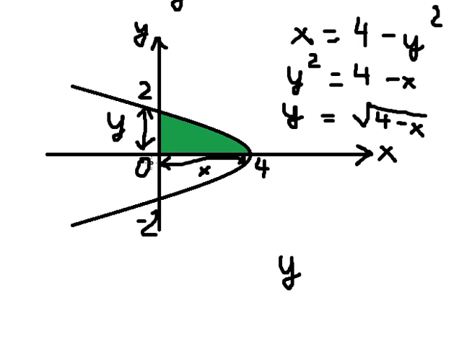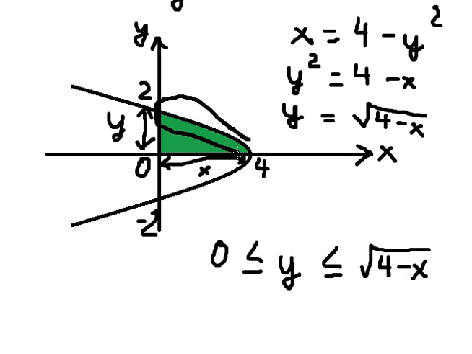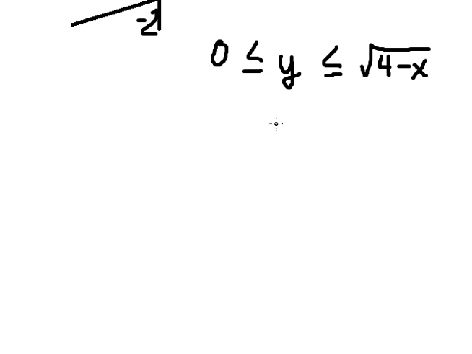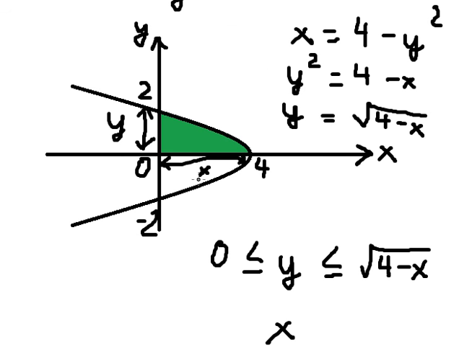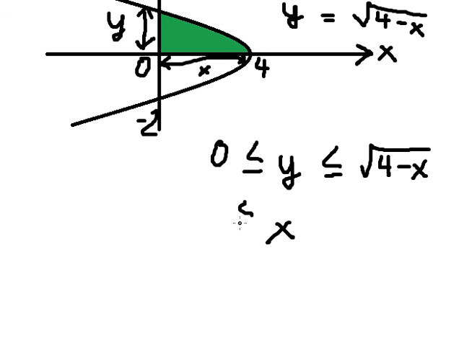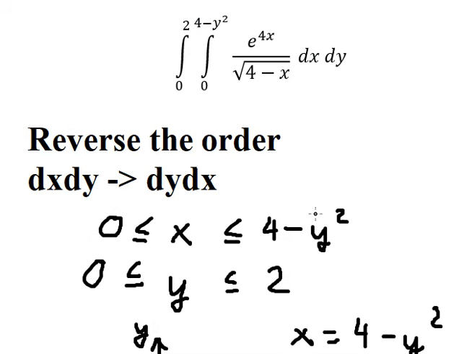So y is greater than or equal to number 0, that's from here, and smaller than or equal to the square root of 4 minus x. That is from here. About x, we look on the graph, we see that x is greater than or equal to number 0 and smaller than or equal to number 4.